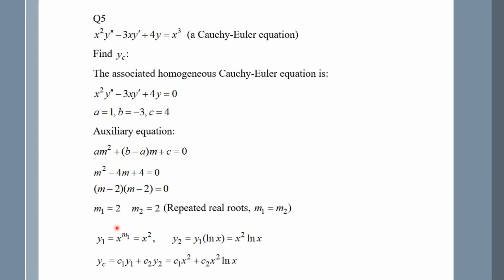Since m1 is a real number, y1 is expressed in the form of x to the power of m1, or x squared. And since m2 repeats m1, the rule to form y2 is that y1 must be multiplied by ln x. Since y1 is x squared, therefore y2 will be x squared ln x. So the complementary function yc is expressed in the form of c1 x squared, or c1 y1, plus c2 x squared ln x, c2 y2.